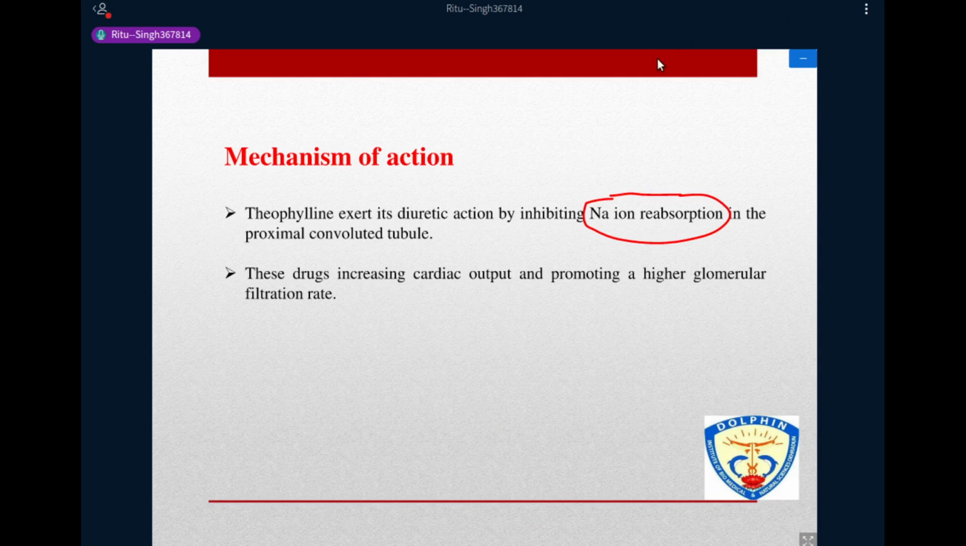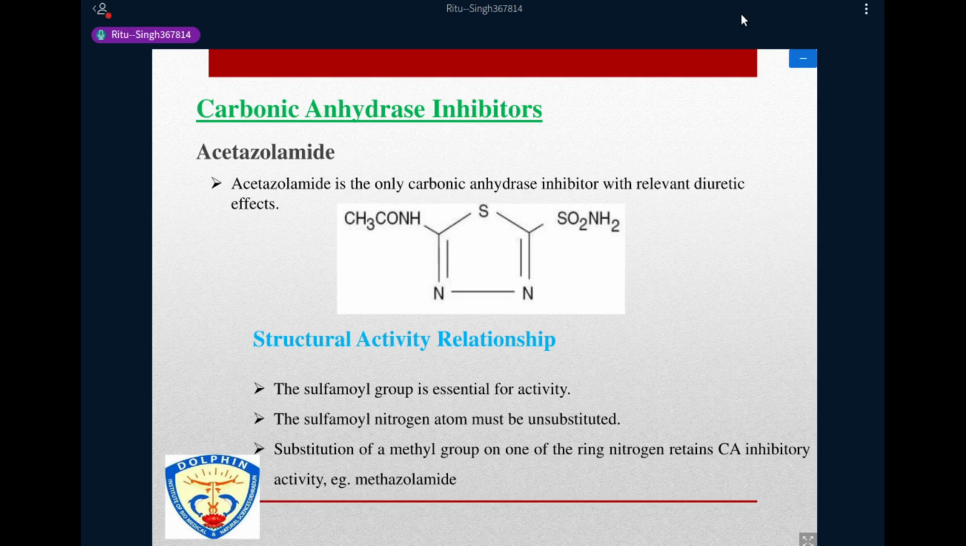Okay, now we discuss the next category, that is carbonic anhydrase inhibitors. An example of a carbonic anhydrase inhibitor drug is acetazolamide. Acetazolamide is a drug that acts as an inhibitor of the carbonic anhydrase enzyme. This is the structure of acetazolamide.